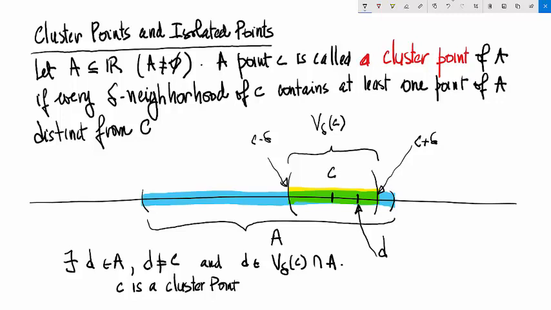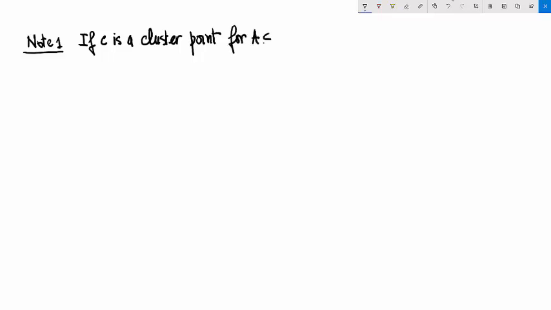So a cluster point is a point. We say that C is a cluster point for a set A if every delta neighborhood of C contains at least one point of A, which is distinct from C. Now, there are of course a few things to be aware of. So I have some remarks here. So note, if C is a cluster point for A, which is a subset of the reals, then C actually does not have to be an element of A.